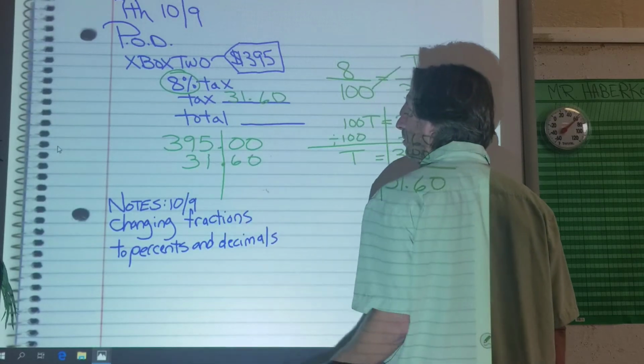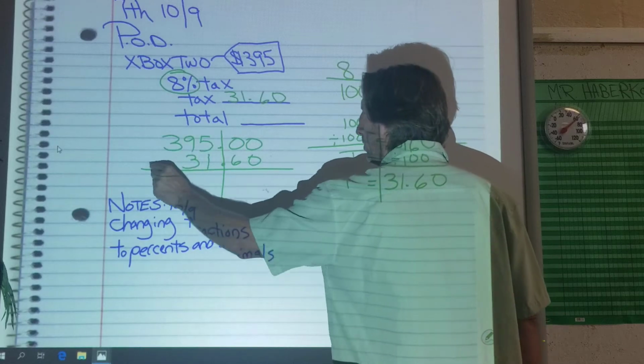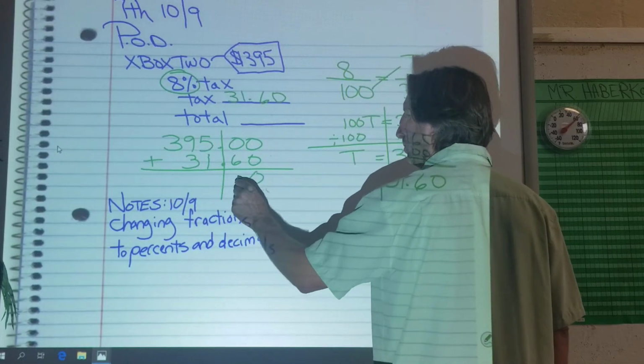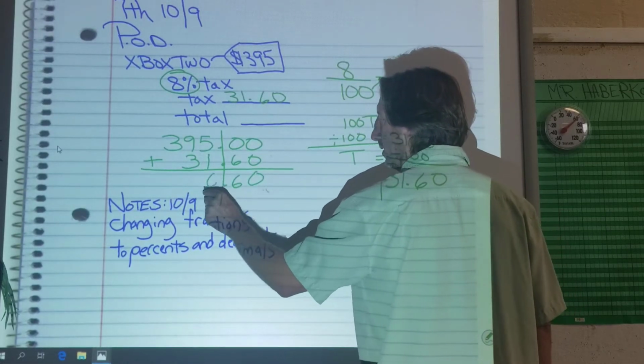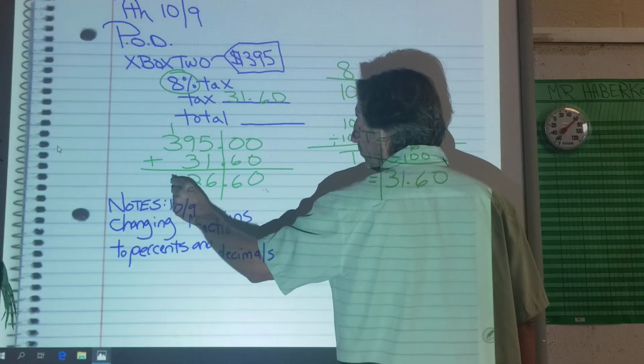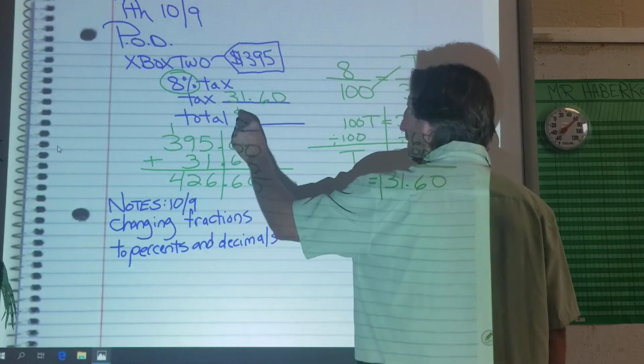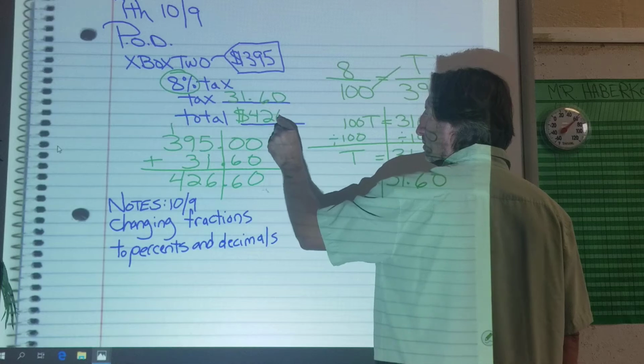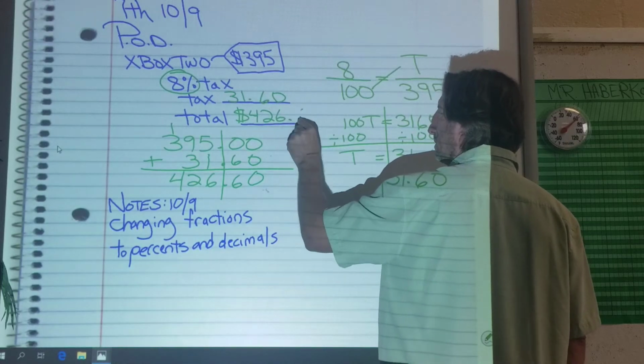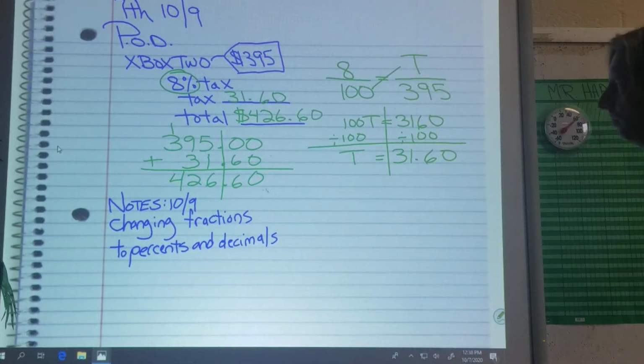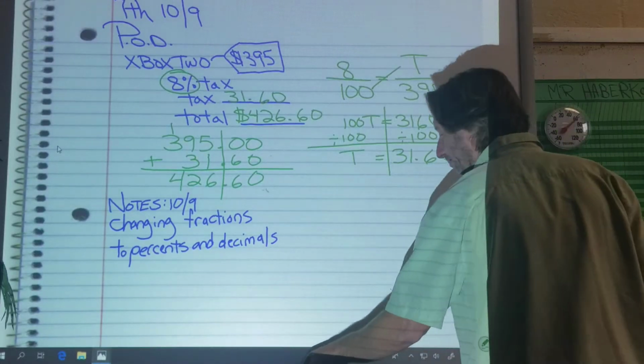3160. And we add those. We get 0, 6, 2, carry the 1, 4. So it should be $426.60 with tax. All right, so that's how taxes work. You can always figure them out now. Something good to know.